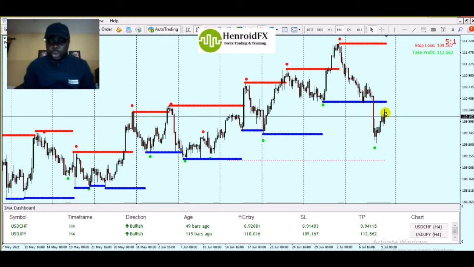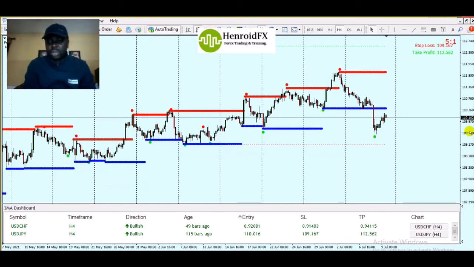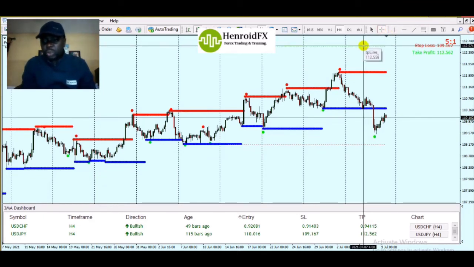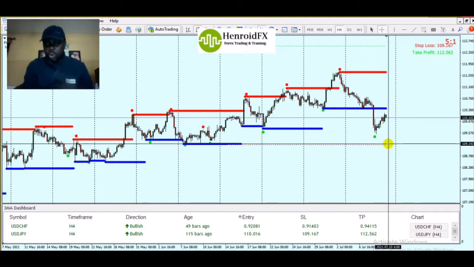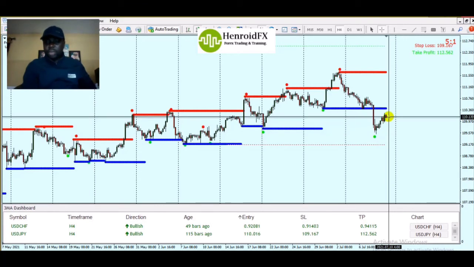So what we need to do, it's very simple. My system is advising that you take your profit around here, which is the 112.571 or 562 thereabout, and place a stop loss here. So what I would advise is, let's hold on, don't enter into the market. As you can see, we have a bearish candle. Let's wait for a bullish engulfing candle or a pin bar that supports the resumption of the uptrend.